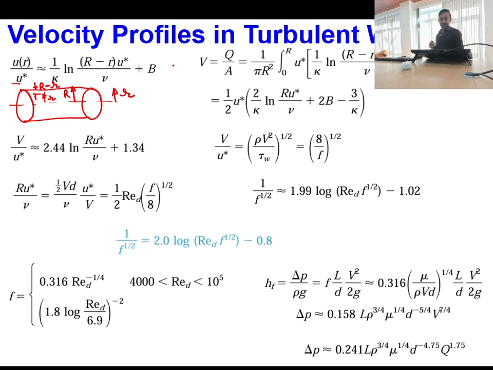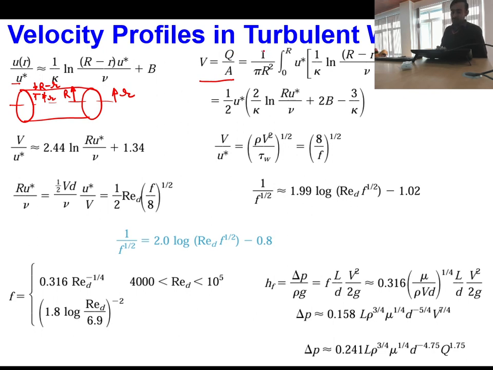Now if I have to find the average velocity, how to find it? Can you tell me? To find the average velocity at any cross section, I can write that it is equal to the volumetric flow rate per unit cross sectional area of the pipe.